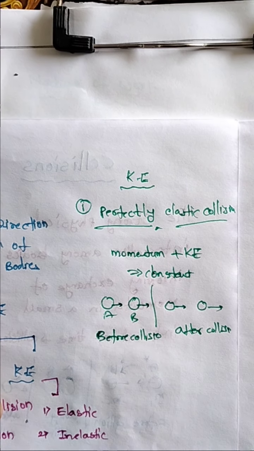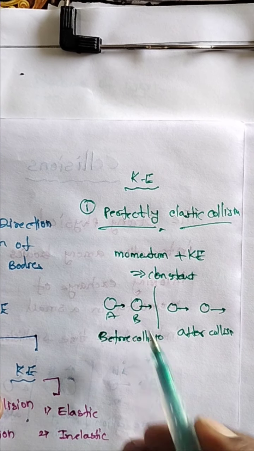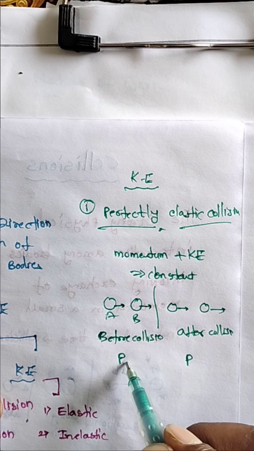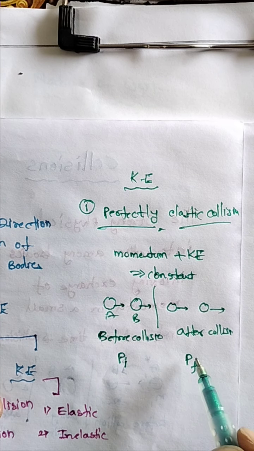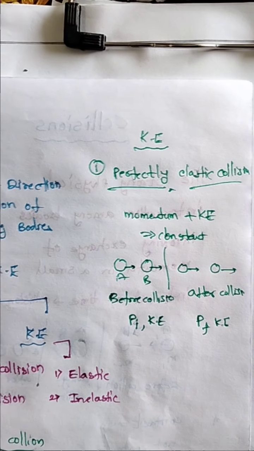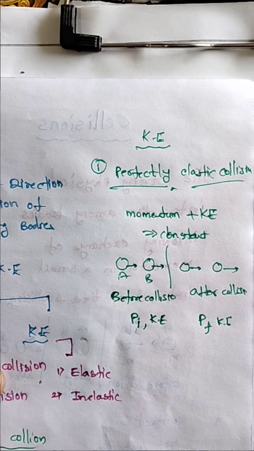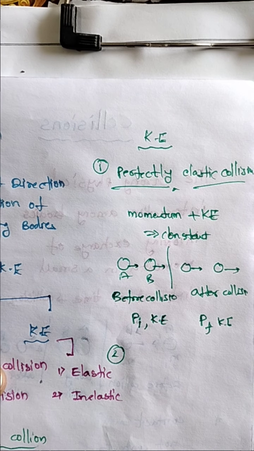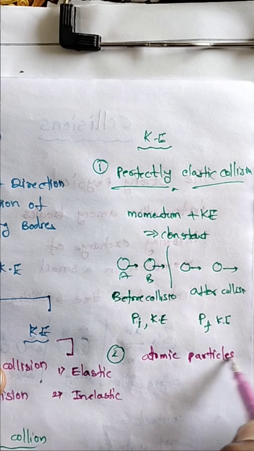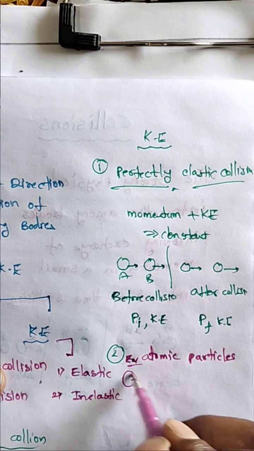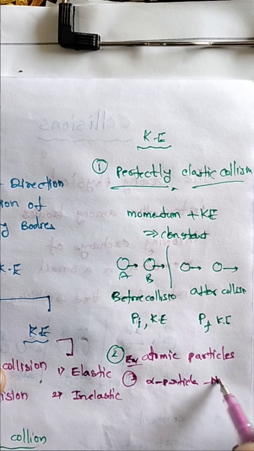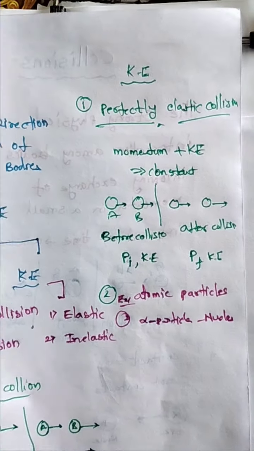So what is a perfectly elastic collision? The total momentum before and after the collision are equal, and the kinetic energy before and after are also equal. This type of collision is called a perfectly elastic collision. Examples: the collision between atomic particles, and an alpha particle with a nucleus, are examples of perfectly elastic collisions.